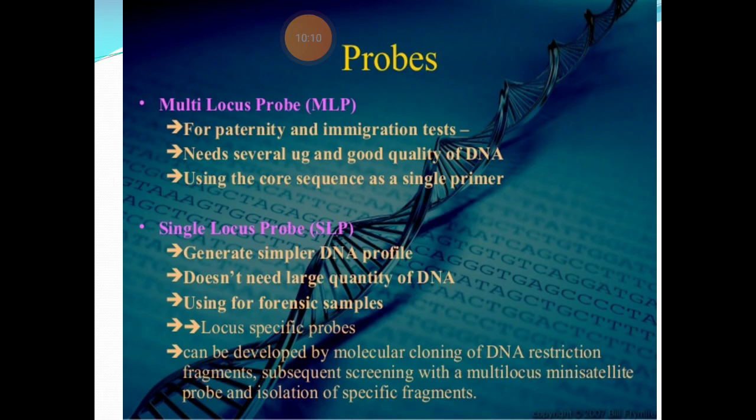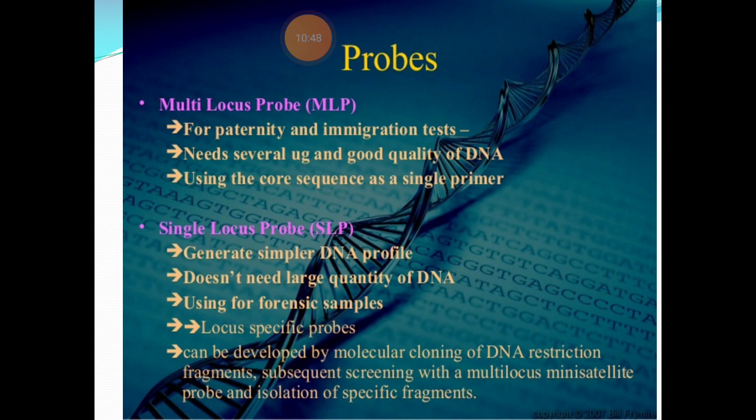Now, see, these multi-locus probes, MLPs, are normally used for paternity and immigration tests. This is one of the major applications of DNA fingerprinting. So if your aim is to test for paternity and immigration, then you can go for MLPs. But it requires several micrograms of DNA and good quality DNA, and it uses the core sequence as a single primer.